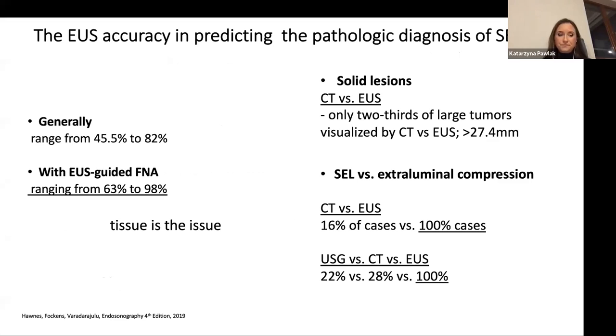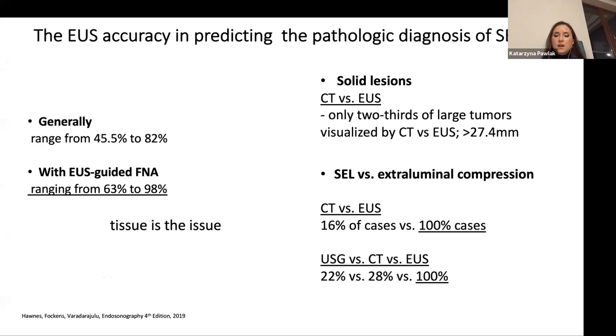this type of lesion. When it comes to EUS accuracy in predicting the pathologic diagnosis of SELs, generally it ranges up to 82%. However, with EUS-guided FNA, it ranges up to 98%. So tissue is the issue. Here you can see the difference between EUS assessment and different types of imaging examinations, especially when comparing solid lesions.